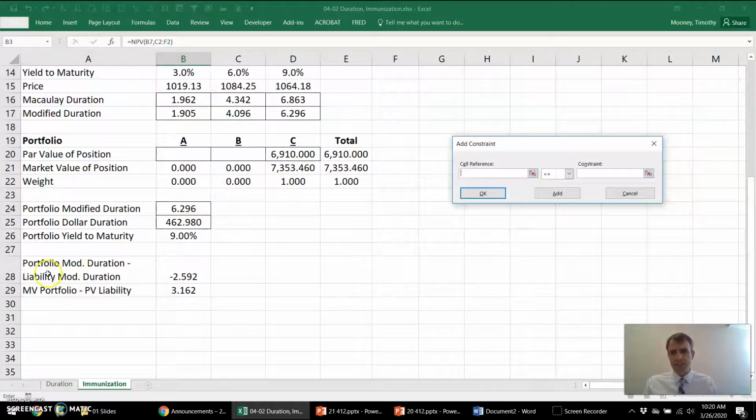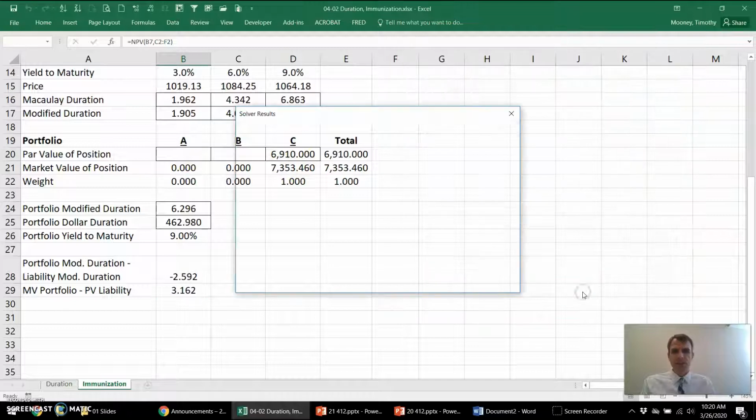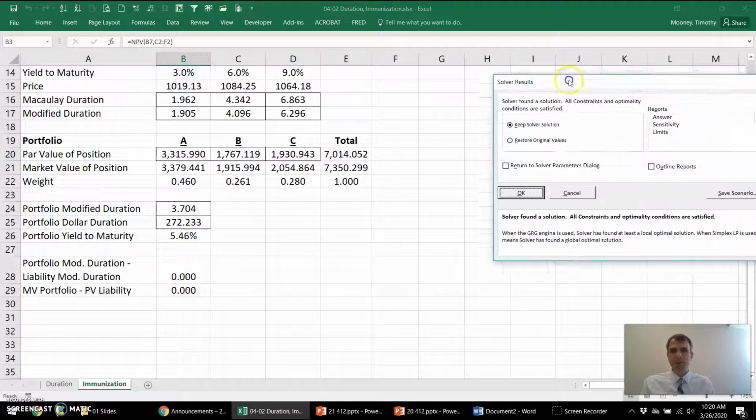And that constraint is going to be that the durations of the bond portfolio and the liability stream have to be the same, right? So that the difference between the portfolio modified duration and the liability modified duration, we want that to be equal to 0 as well. Let's say we can only have long positions in the bonds. We want the face amounts to be positive. I think that makes sense. And if we click solve, let's see what kind of bond portfolio we come up with.